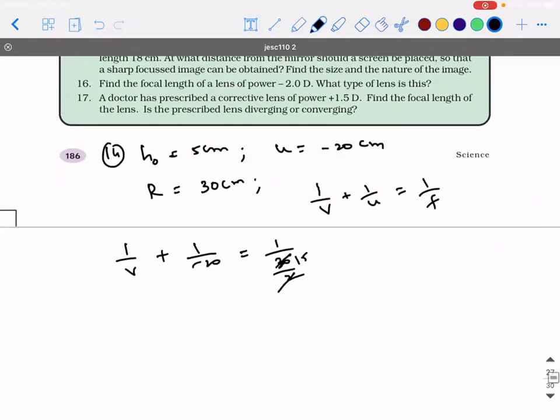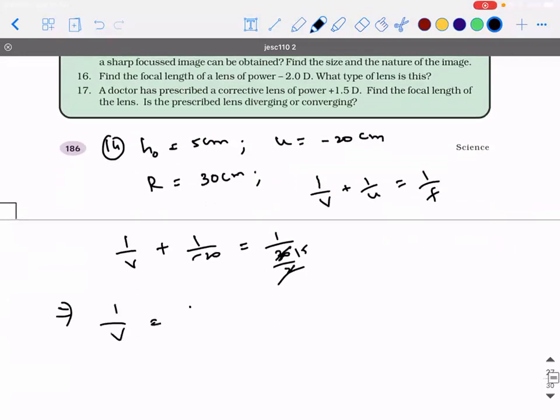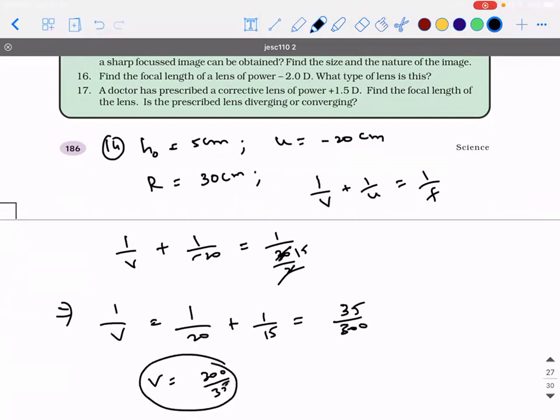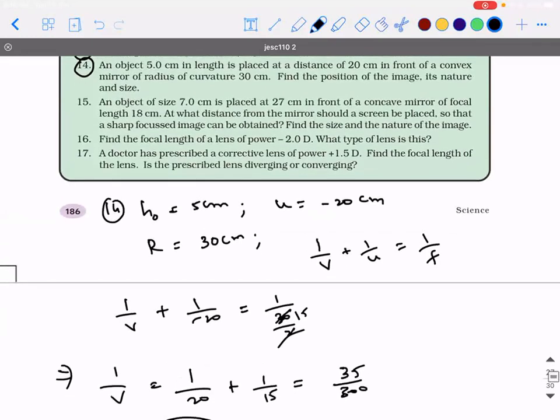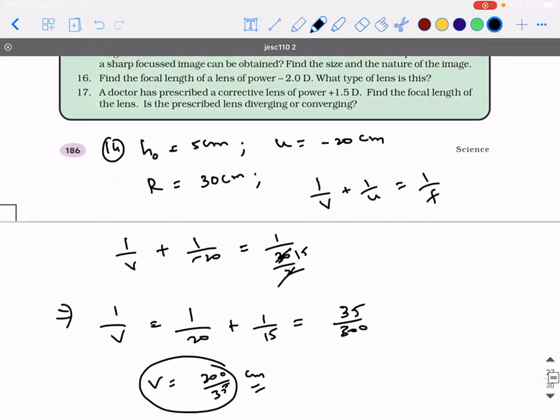So 1 by V is equal to 1 by 20 plus 1 by 15. So it is going to be 35 divided by 300 and V will be equal to 300 divided by 35, which is definitely a value which is less than 10. Because 350 by 35 is going to be 10, 300 by 35 is less than 10. So these many centimeter is the position of the image. Nature and size. Nature is virtual and direct.